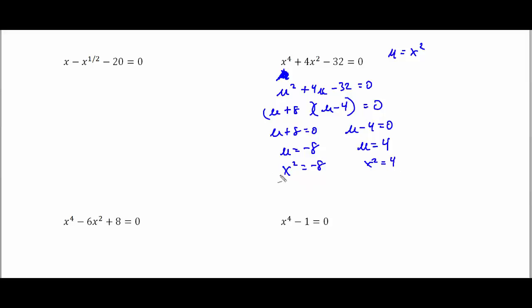Take the square root of both sides. In this case, the square root of 8 can be broken into the square root of 4 times the square root of 2 times the square root of negative 1. So x is going to be equal to plus or minus 2 square root of 2i. And here, if I take the square root of both sides, x is going to be equal to plus or minus 2.